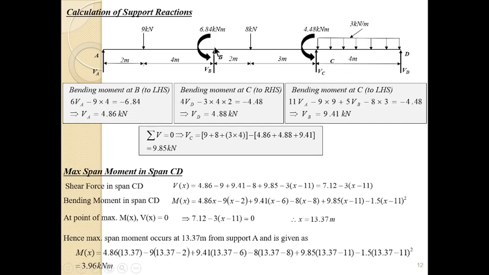The only thing we don't have is VC. You can start at B, take moment to the right hand side. You will have two unknowns, VD and VC. But you know VD, so from there you can find VC. What we did was to take the sum of vertical forces equals 0. By doing that, our VC gives us this 9.85.